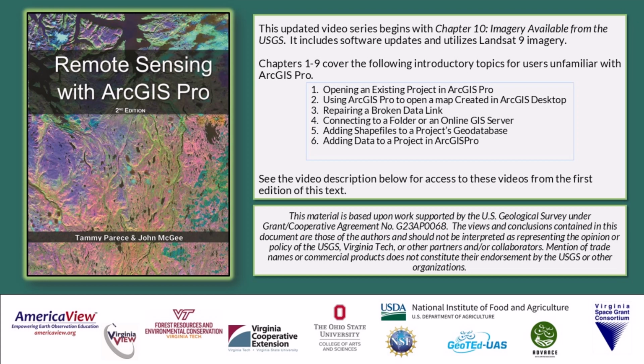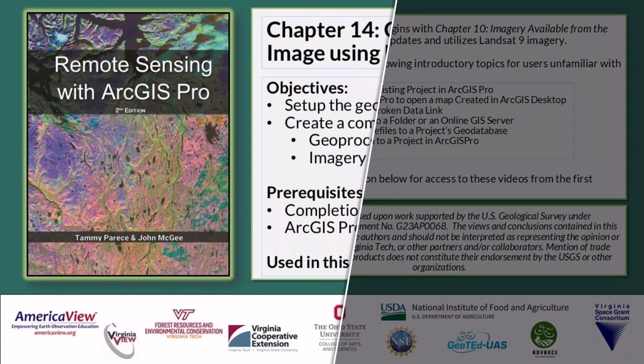This video series is associated with the Remote Sensing with ArcGIS Pro 2nd Edition book. We will use Landsat 9 imagery in this series, and we'll also begin with Chapter 10. Links to resources for this video series, including free access to the textbook and to the videos for Chapters 1 through 9, are available in the video description below.